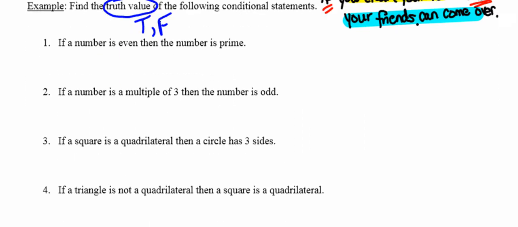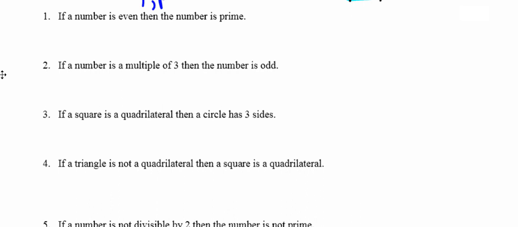So number 1 says, if a number is even, then it must be true that that number is prime. Well, let's take a minute and think about some even numbers. 2, 4, 6 are the first 3 that come to mind. Those are all even numbers. Does that number then have to be prime? Well, the only one that's prime in that list is 2. The other 2 are not. So just because a number is even doesn't guarantee or doesn't promise us that it has to be a prime number. And for that reason, the truth value of that conditional is false.